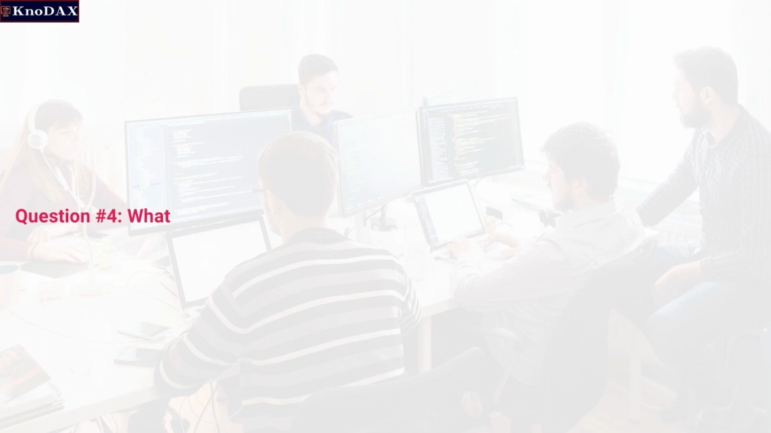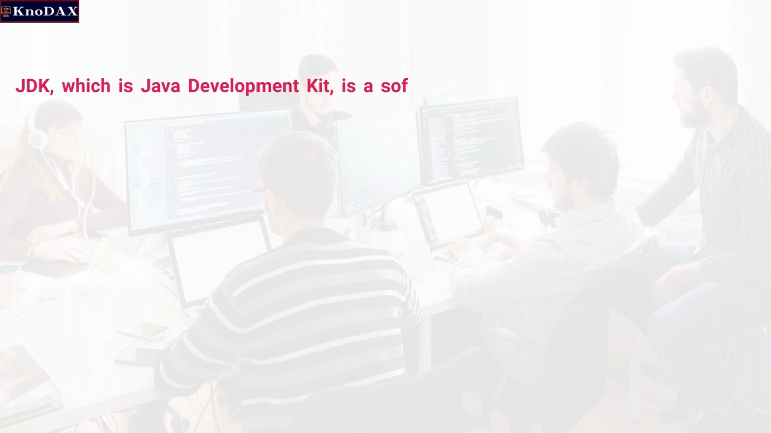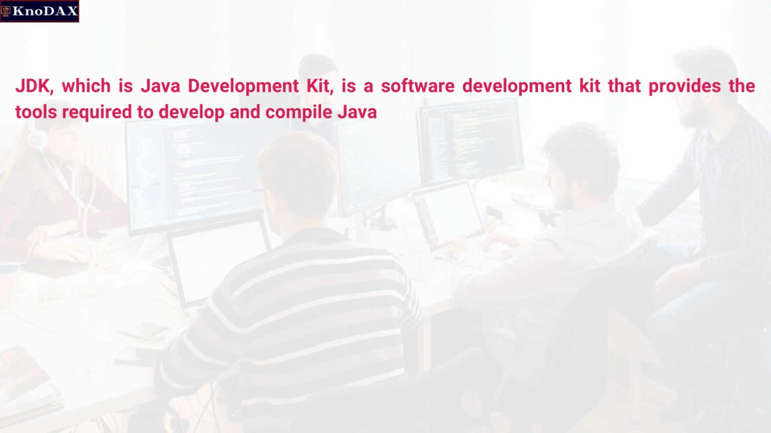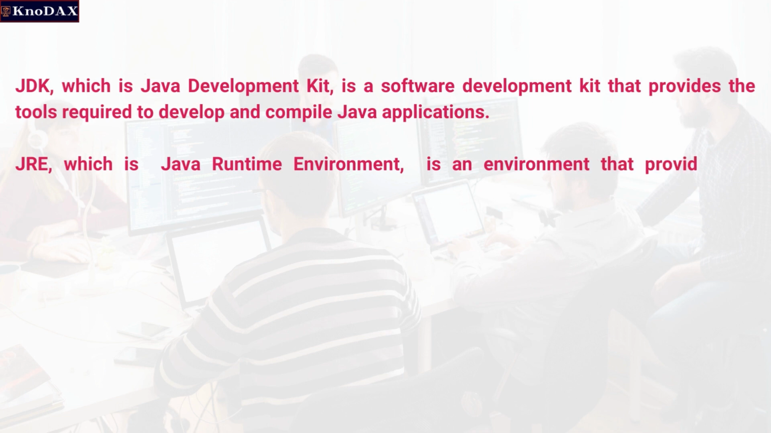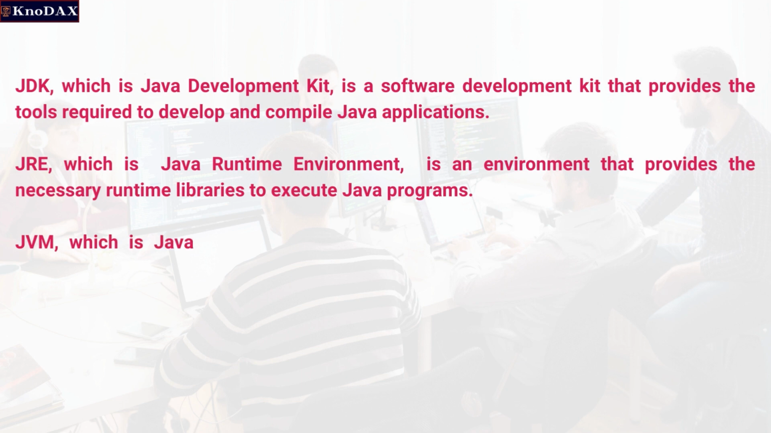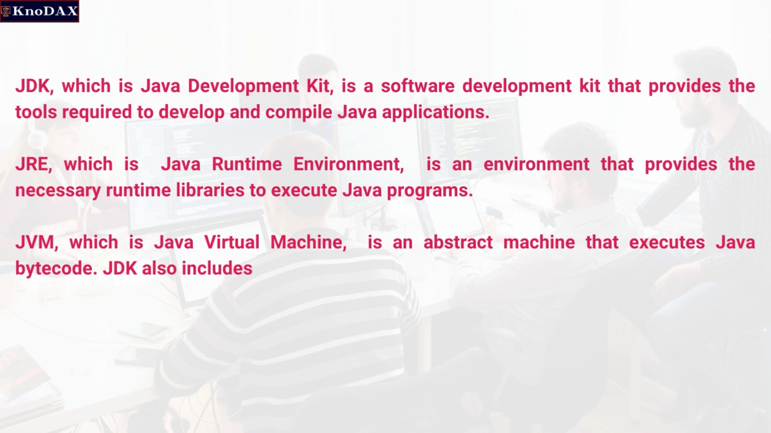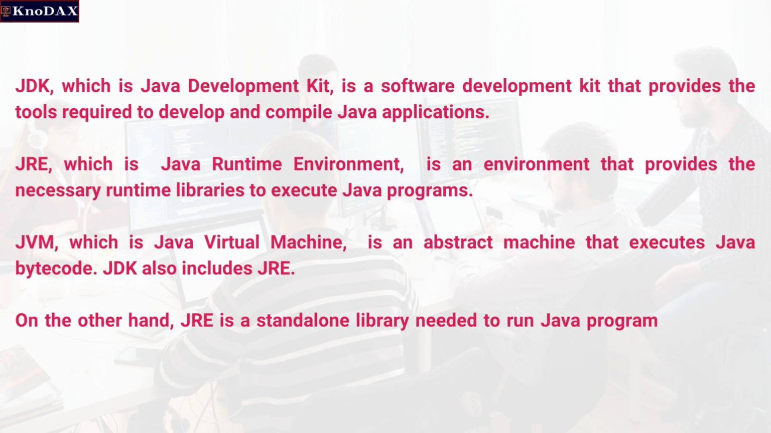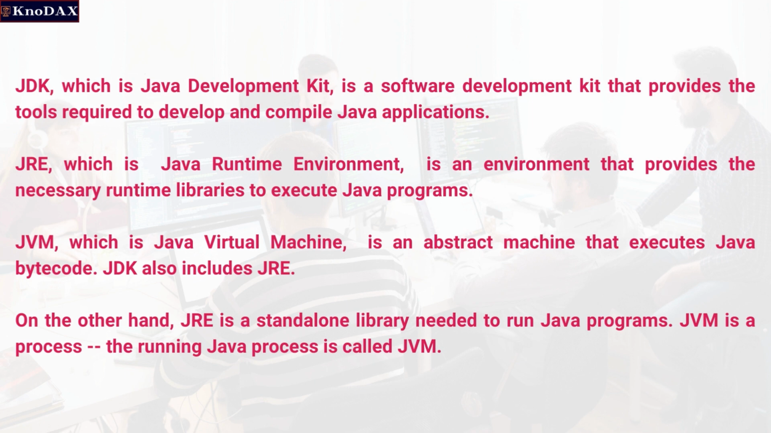What is the difference between JDK, JRE, and JVM? JDK, which is Java Development Kit, is a software development kit that provides the tools required to develop and compile Java applications. JRE, which is Java Runtime Environment, is an environment that provides the necessary runtime libraries to execute Java programs. JVM, which is Java Virtual Machine, is an abstract machine that executes Java bytecode. JDK also includes JRE. On the other hand, JRE is a standalone library needed to run Java programs. JVM is a process. The running Java process is called JVM.